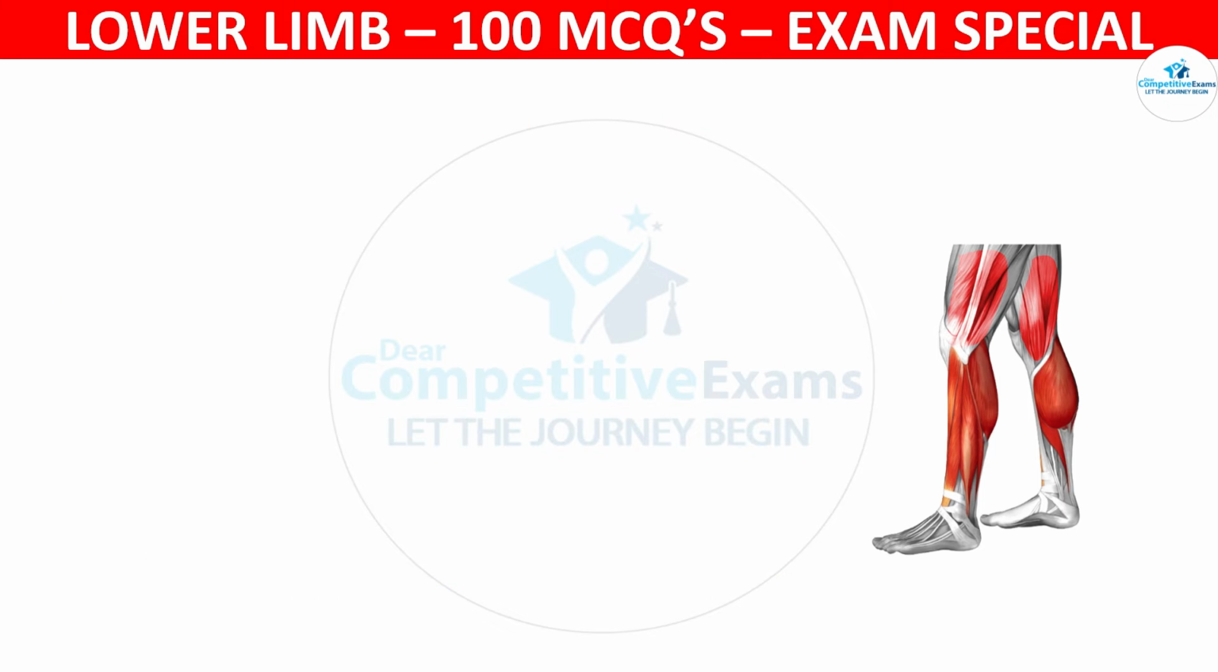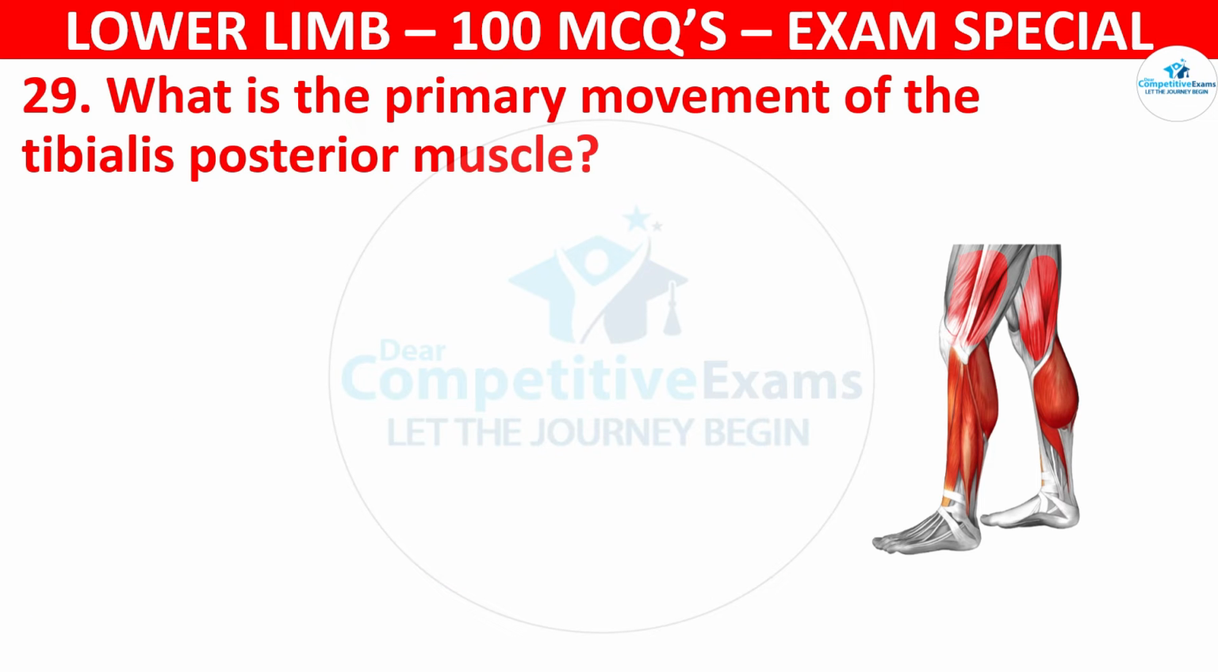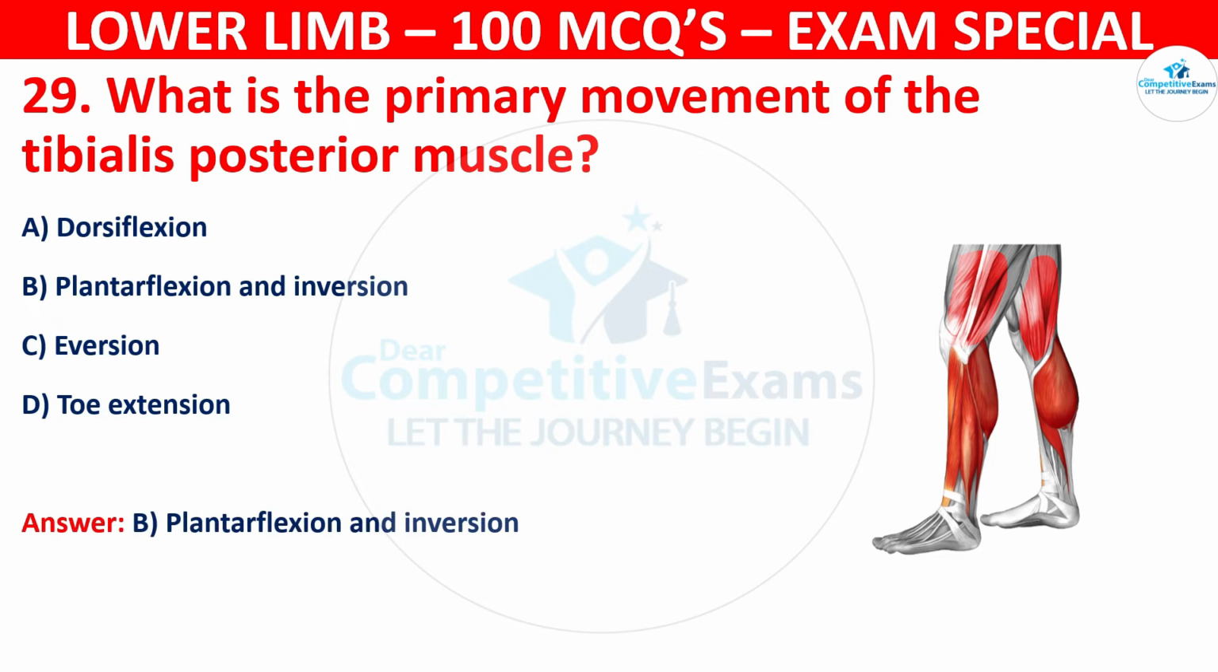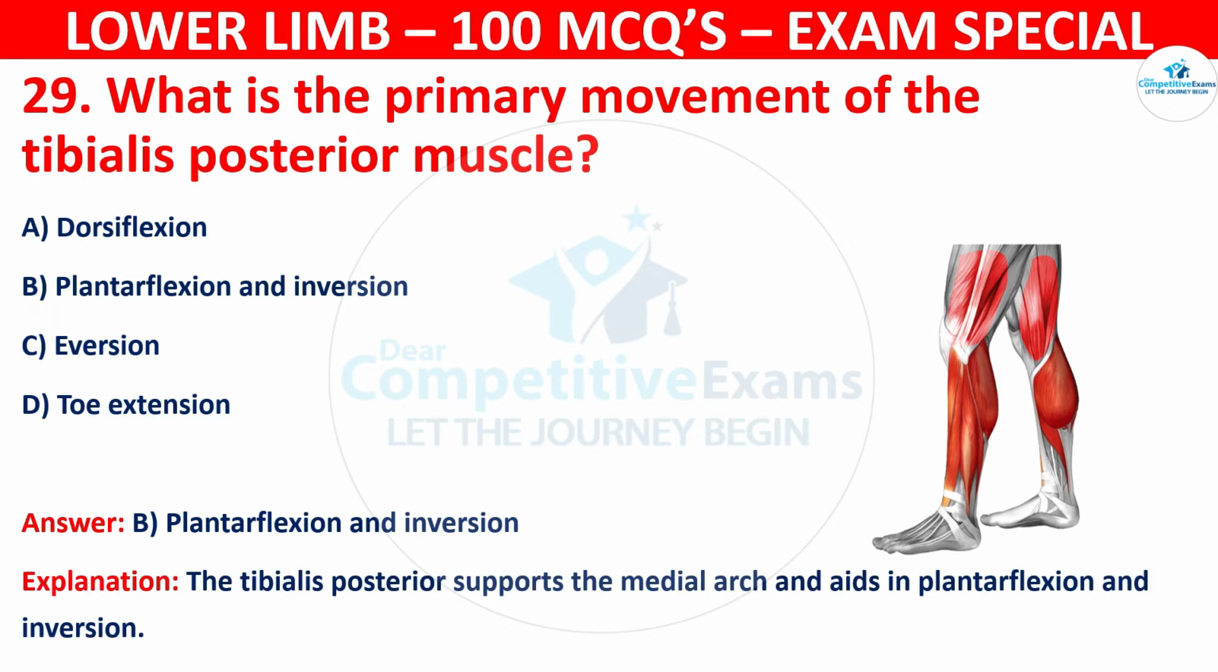Question number 29. What is the primary movement of the tibialis posterior muscle? Your options are dorsiflexion, plantar flexion and inversion, eversion, or toe extension. The correct answer is B, that is plantar flexion and inversion. The tibialis posterior supports the medial arc and aids in plantar flexion and inversion.